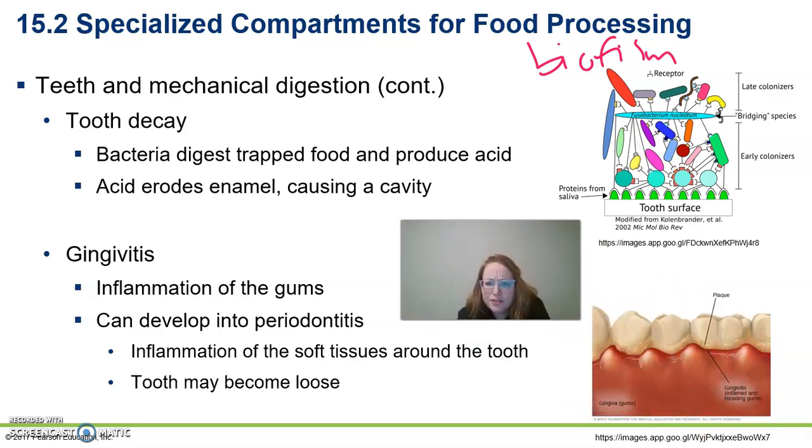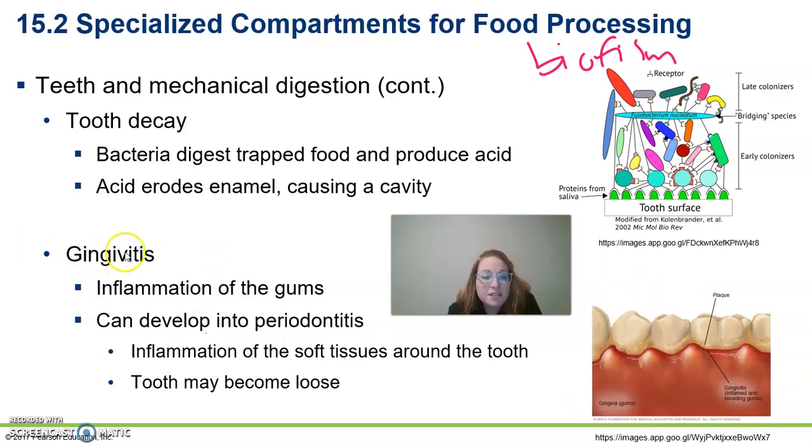And then gingivitis is inflammation of your gingiva or your gums. It can develop into periodontitis. Your periodontal ligament is what basically holds your teeth to your gums. And so if the gingivitis, the inflammation here, gets bad enough, you'll have that ligament get inflamed. It can cause the teeth to get loose. Generally not ideal.